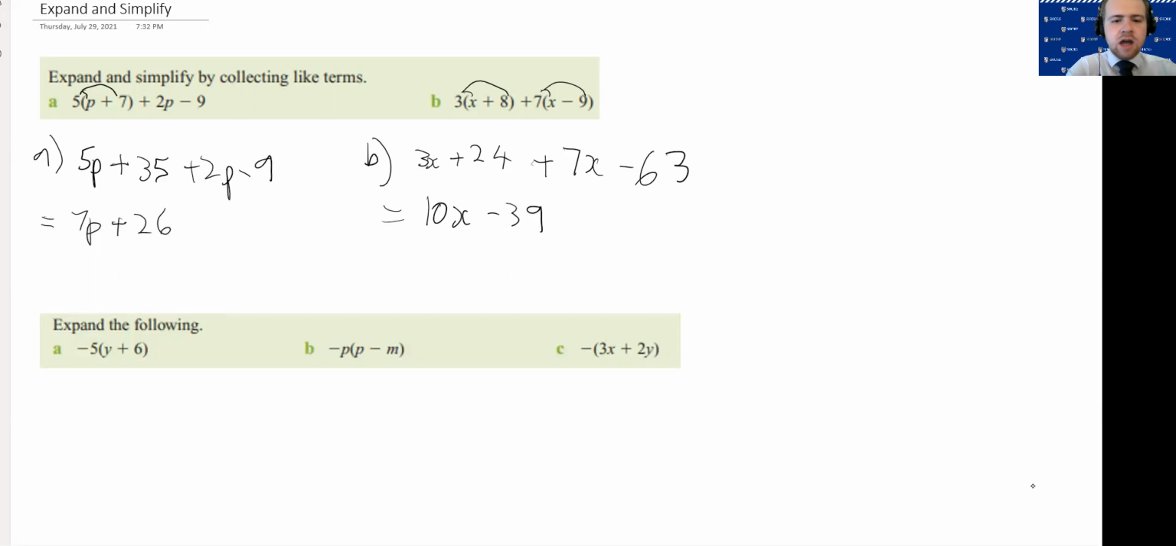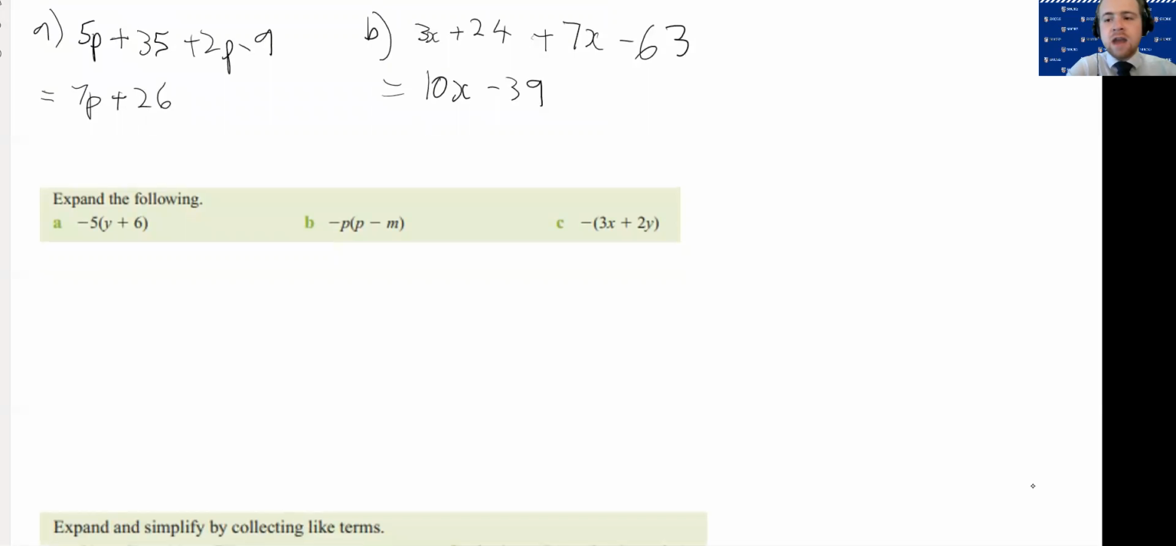Okie doke. Now, for these other examples here, we've got a negative number out the front, which means we need to multiply y by -5 and plus 6 by -5. So -5 times y is going to be -5y. And then -5 times +6 is going to be -30. Okay, and there's nothing more we can do there. We've simplified it, so we're finished. For this one here, we've got minus p times p, which is going to be minus p squared. And then we've got minus p times minus m, which is going to be positive pm.